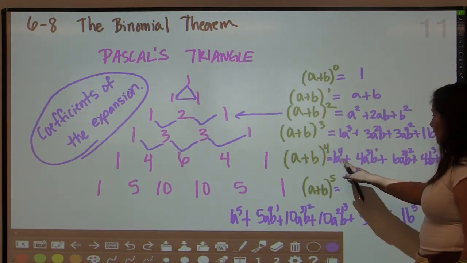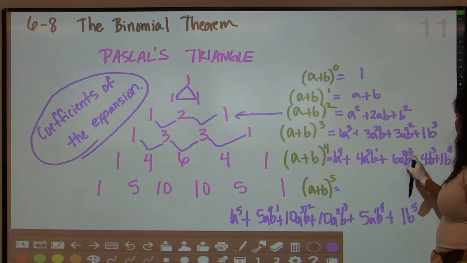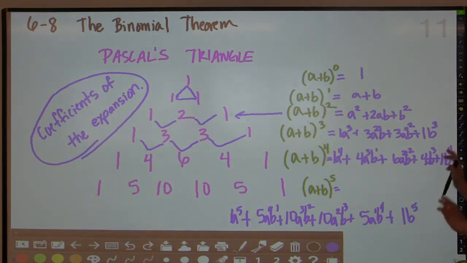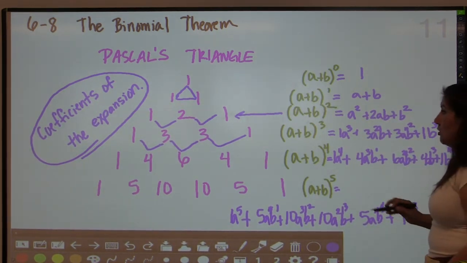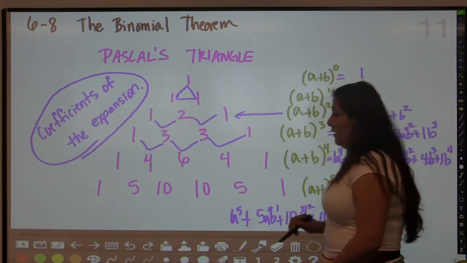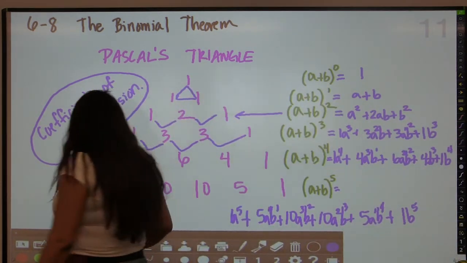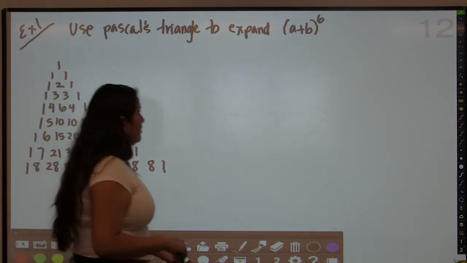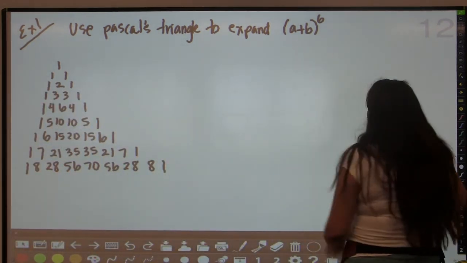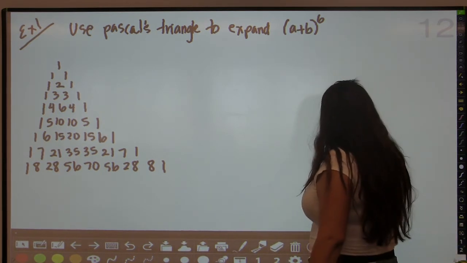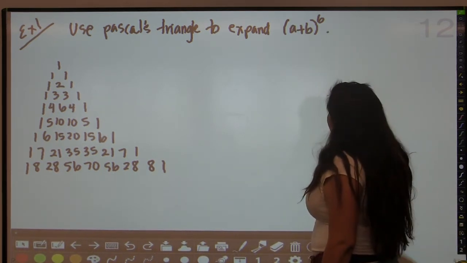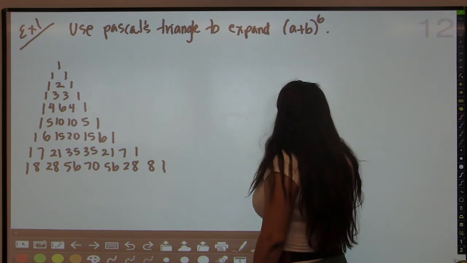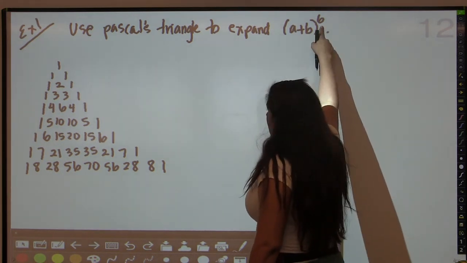Same is happening here. You've got a 4, 3 and 1 is 4, 2 and 2 is 4, 1 and 3 is 4, so it's always going to happen that way. So now that we hopefully understand a little bit of Pascal's triangle, we're going to try an example. It's telling me here to use Pascal's triangle to expand this little binomial. So here I go. I know that I'm going to have to use the 6th row here.